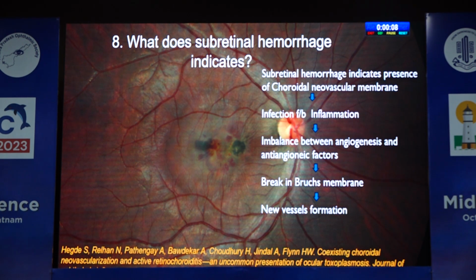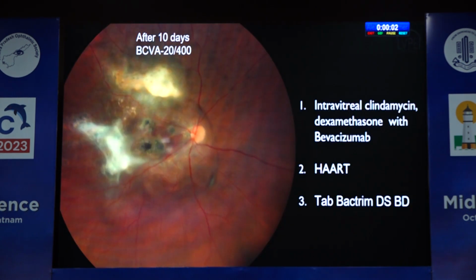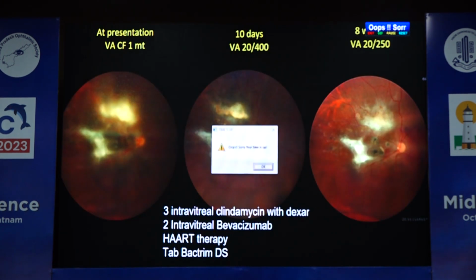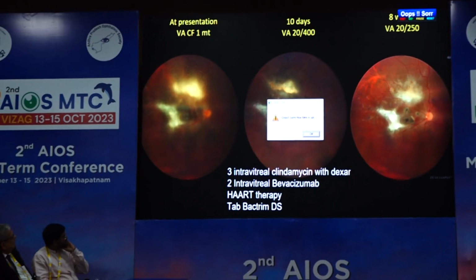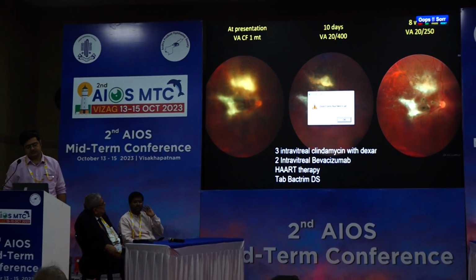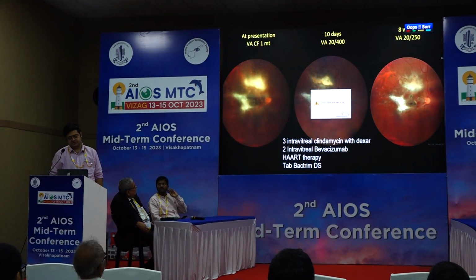We have already reported this in our previous thing, that in such cases, if you have a hemorrhage, look for CNVM. The patient was appropriately treated for the very same, and over the course of time, the patient received 3 clindamycin-dexamethasone injections, 2 bevacizumab, was continued on HAART therapy, and was on Bactrim DS medications.